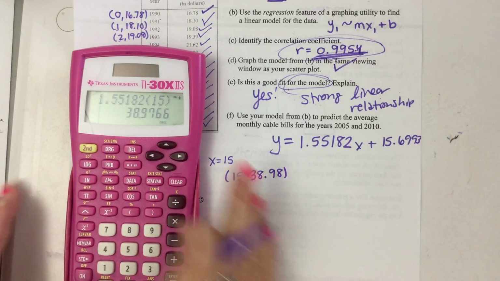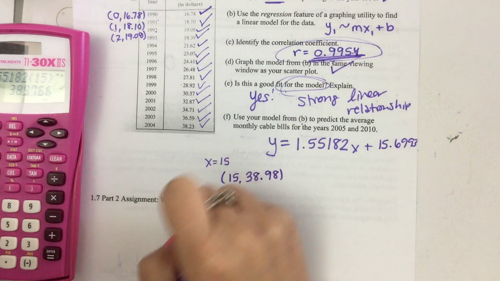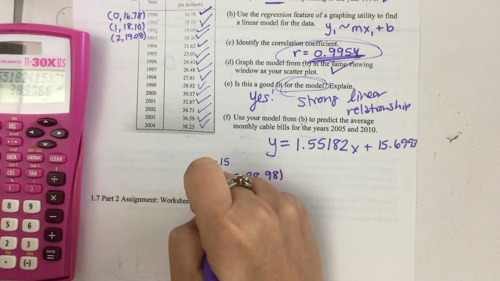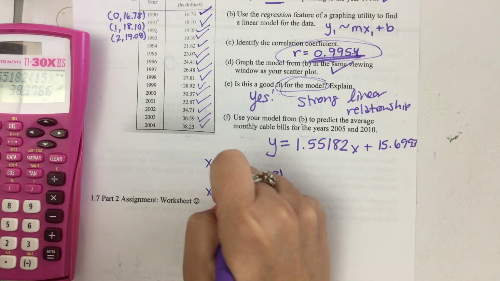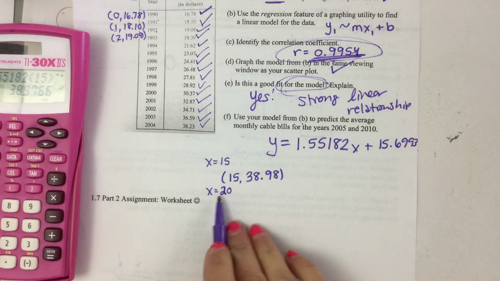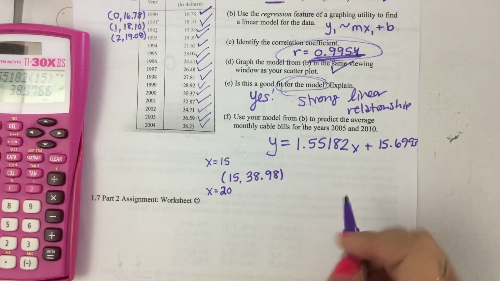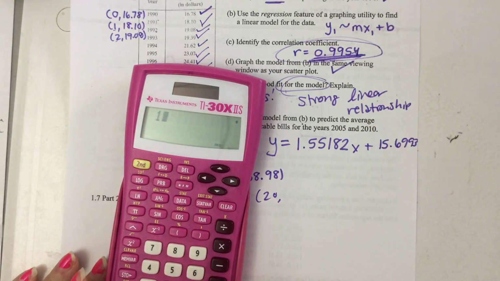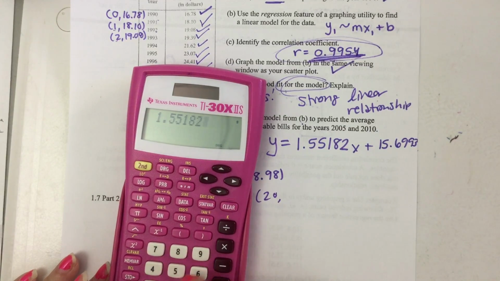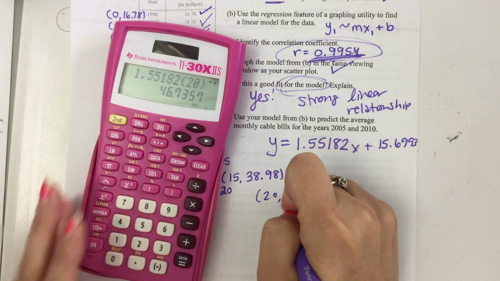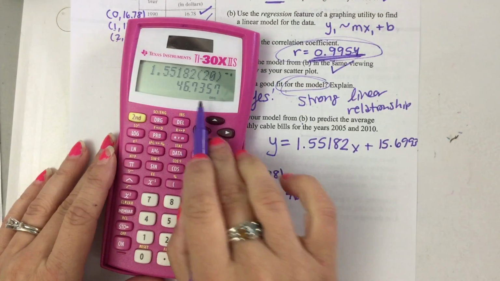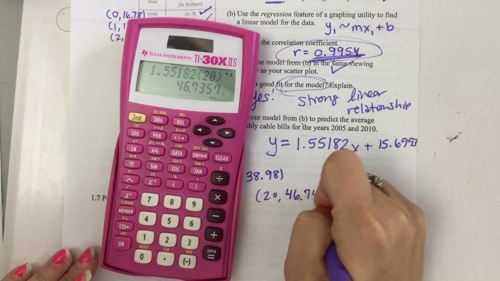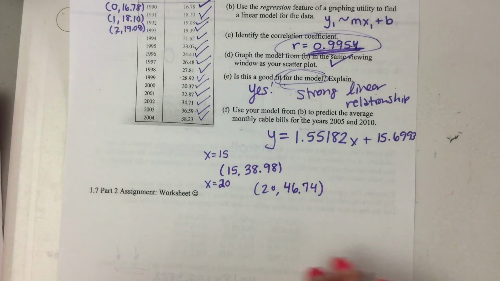Okay, now if it is 2010, that is another 5 years, so X would be 20 because it's 20 years after 1990. So if I put in a 20 in here, 1.55182 times 20 plus 15.6993, I have 46.735, so it'd be $46.74. So we have those.